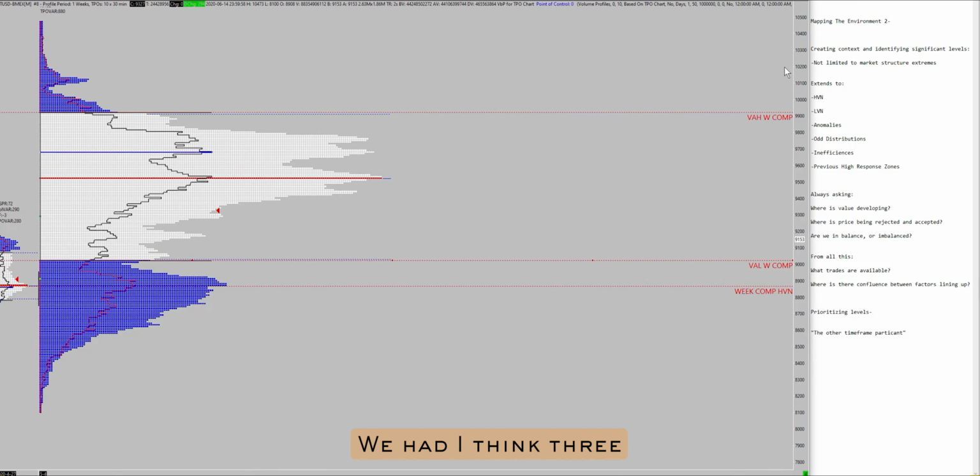We had, I think, three times we revisited this level. We had the major consolidation for 90 days. But rather than me loading all these days, just off the top of my head, you know that this 10,000 plus level is the area where market structure swung from many times as resistance. And we know that this is an area that is very significant.